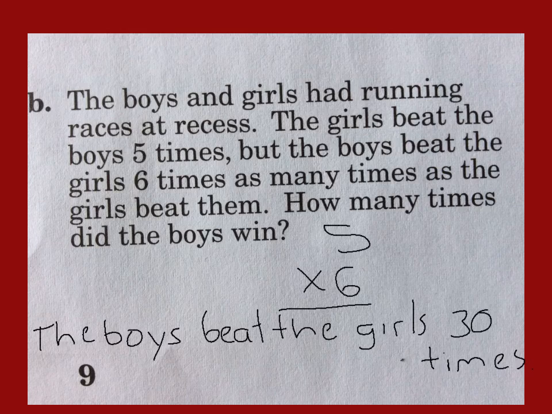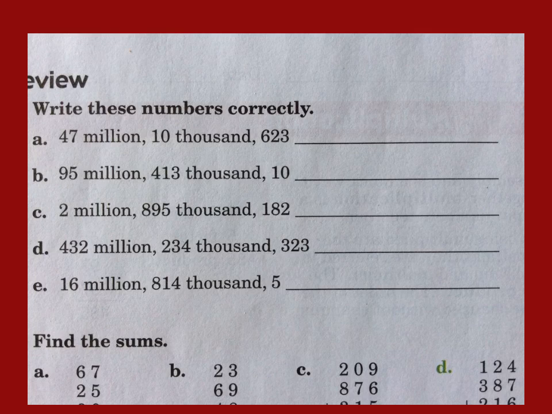Okay, and then you're going to turn your page over. We're going to do number 5 together on the other side. Number 5, the directions say to write these numbers correctly. So we have numbers written out kind of funny, and we need to write them the correct way. So the first one, it says 47 million. So we're going to put 47 million. We'll put a comma there.